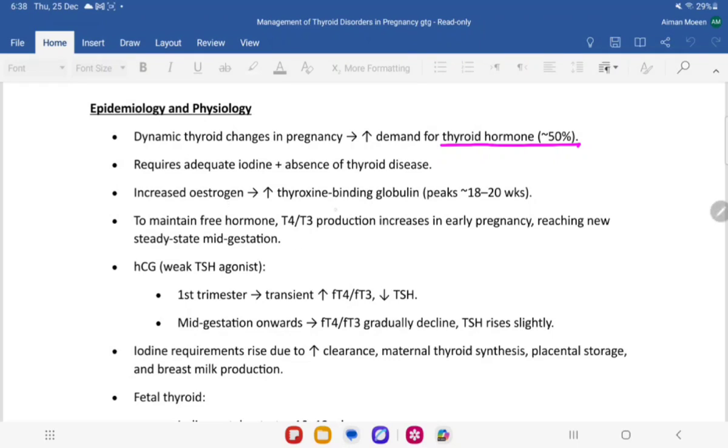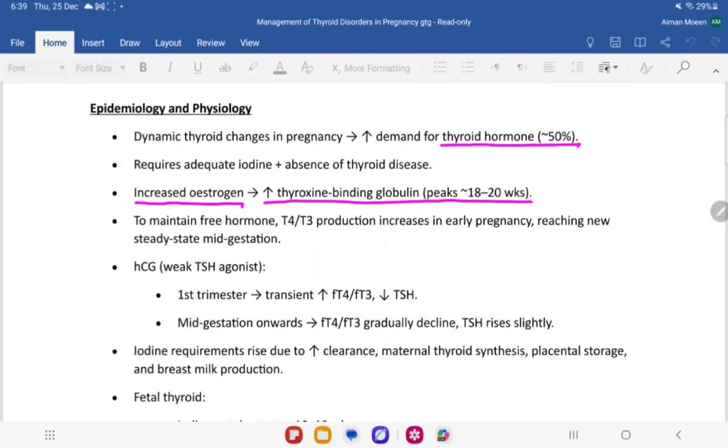So how do these changes occur? Actually, when there is an increase in estrogen during pregnancy, it causes an increase in thyroxine binding globulin, and it peaks at around 18 to 20 weeks. When the thyroid binding globulin increases, it sticks to all the free thyroid hormone that is available. That's why the free thyroid hormones, T3 and T4, reduce in the body.